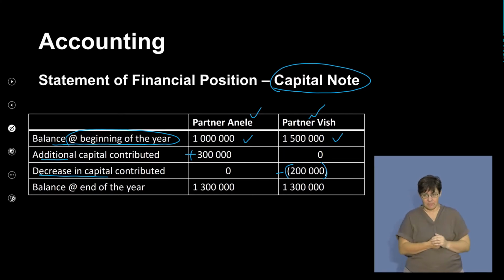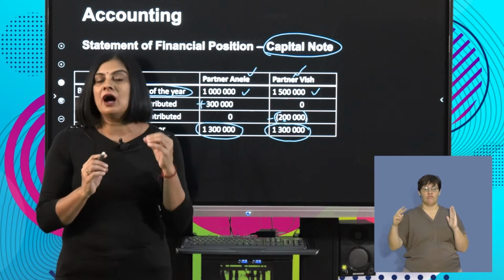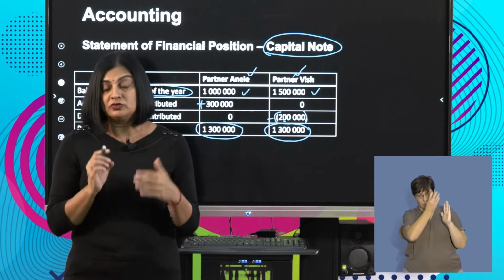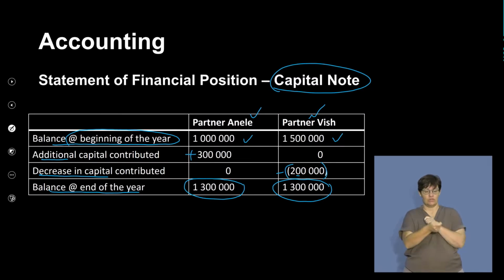And then finally, what are their balances at the end of the year? If you look at Anele, her capital increases to 1,300,000, while partner Vish, his capital obviously decreased by the 200,000 to 1,300,000. Okay, so clearly we can see that the changes are reflected in the capital note. Right, let's move on to the next change.